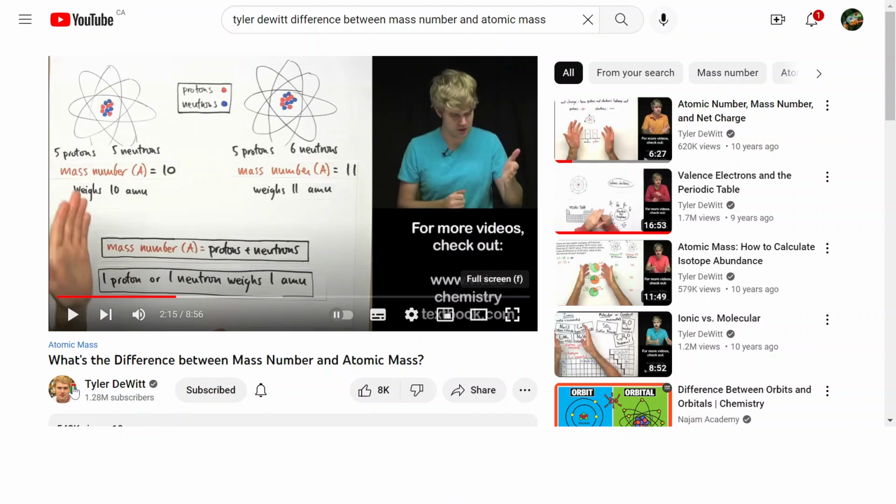10 AMU, 11 AMU. So that's mass number: protons plus neutrons, and it gives you an idea of how much the atom weighs in AMU. Now, let's talk about atomic mass.